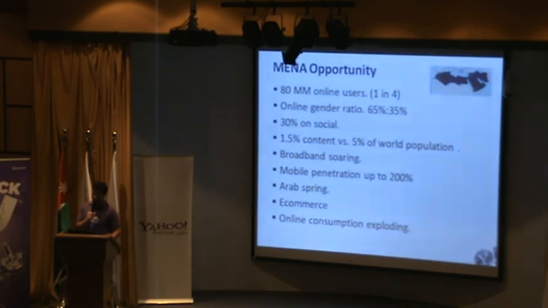The gender distribution now is 65% male to 35% female. This is very interesting because 5 years ago, the gender distribution was 10% female and 90% male. So there's a lot of growth in female internet usage. This is where we step in also, and you'll see that in the form of products that I'm going to show you. There's 30% of the Arab world using social networks. Still, there's a lot of gap to fill.